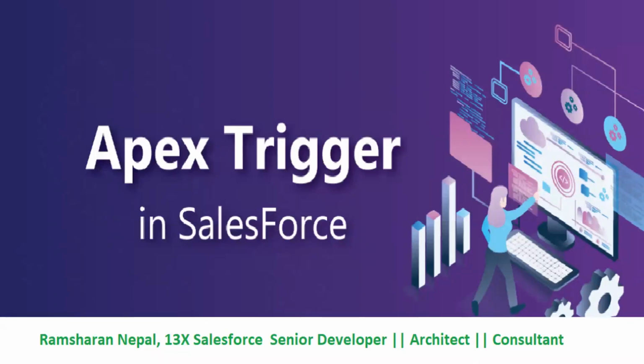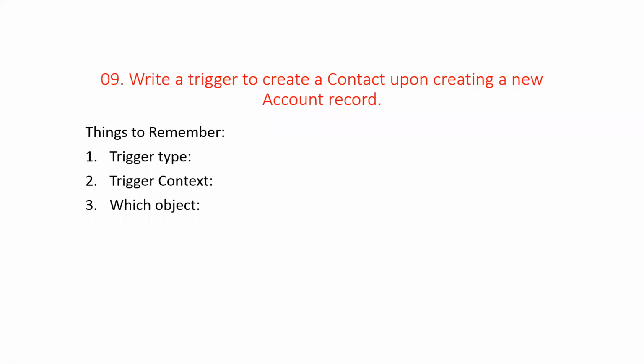We're talking about the Apex Trigger and going through a couple of examples of Apex Trigger, how we are using Apex Trigger in Salesforce and different contexts that the Apex Trigger is needed. So in this episode, we're going to talk about writing a trigger to create a contact upon creating a new account record. That means whenever you are creating a new account record, automatically it needs to create a contact record.